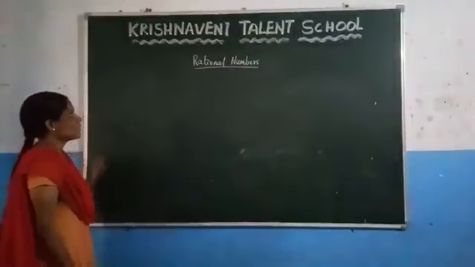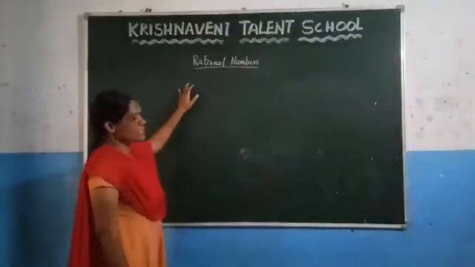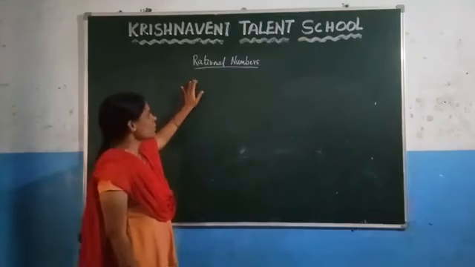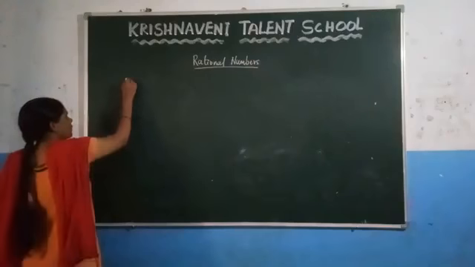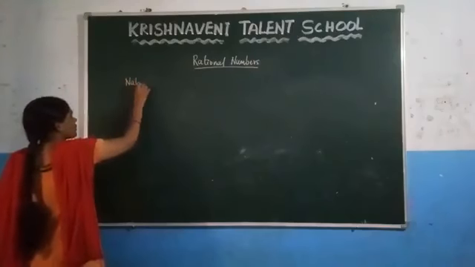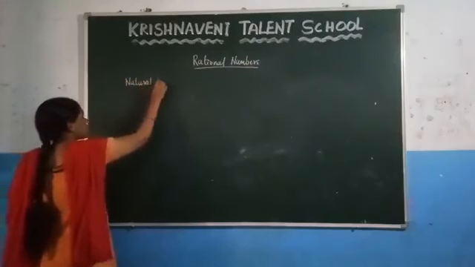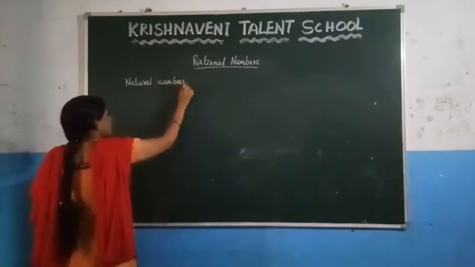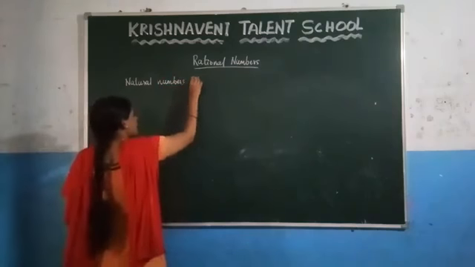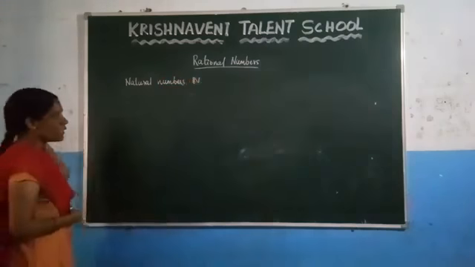Okay. Today we are going to discuss the chapter rational numbers. Before going to discuss rational numbers, let us have a brief recap about the various number systems you already studied. The first one is the natural numbers, and you know that the natural numbers are denoted by the letter N. And what are natural numbers?